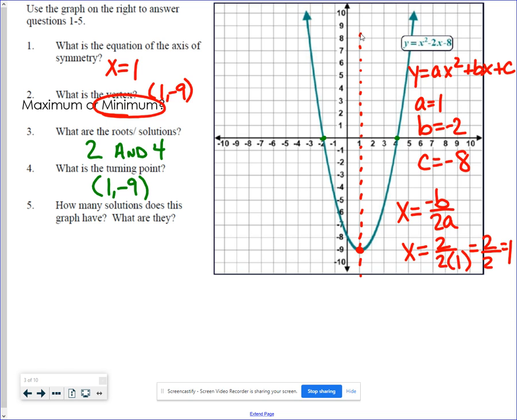And then how many solutions does it have? 2, because it crosses the x-axis in 2 places. That doesn't always happen. So sometimes we don't get any solutions. Sometimes we only get 1 solution. But we have 2 solutions. And again, they are -2 and 4.